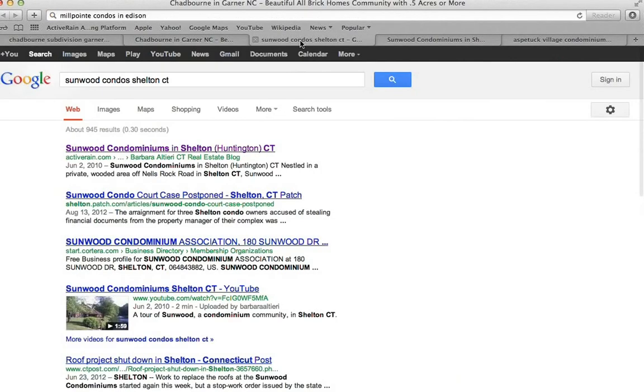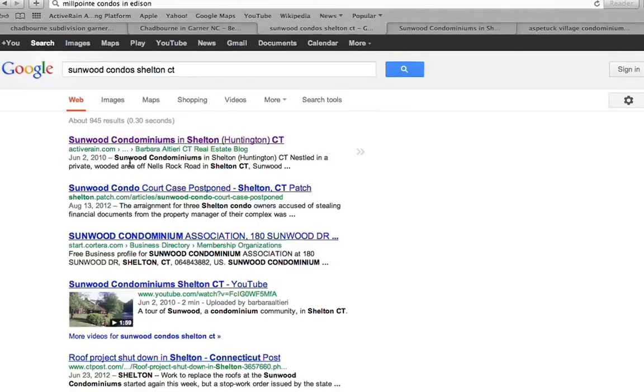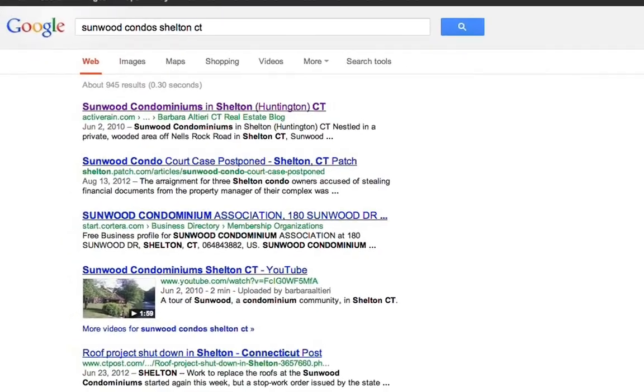Again, back to Safari because I want clean, good results. Sunwood condos, Shelton CT. Here's my post, right? Sunwood condominiums in Shelton CT. Okay, you can see where the search engine has actually highlighted the words in here, so she does get her keyword phrase repeated in her description, or those first 160 characters.